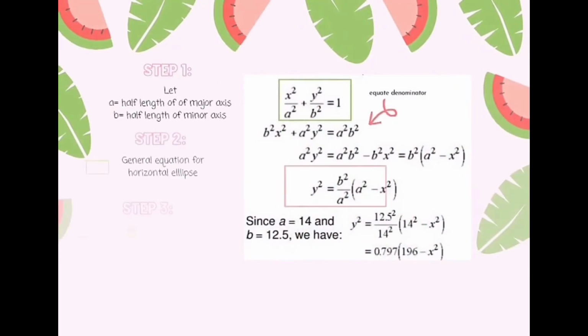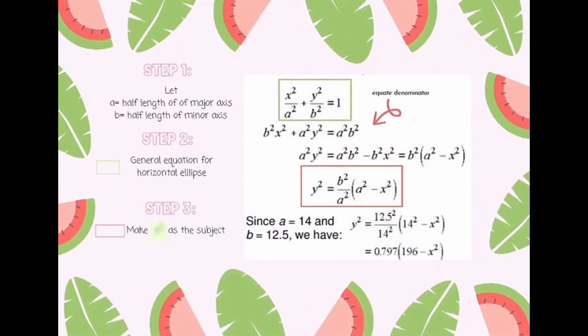So the next part is the integration part. We know that the melon is an ellipsoid, therefore we need to find the equation that is suitable for us to integrate. So the first step is we let A equal half the length of the major axis and B be half the length of the minor axis. Next, we use the general equation for a horizontal ellipse, which is x squared over a squared plus y squared over b squared equals 1.